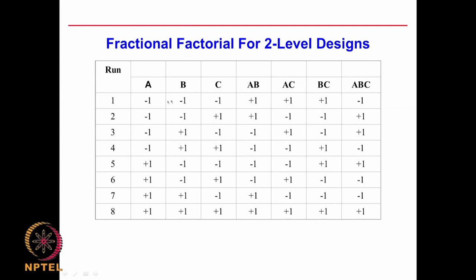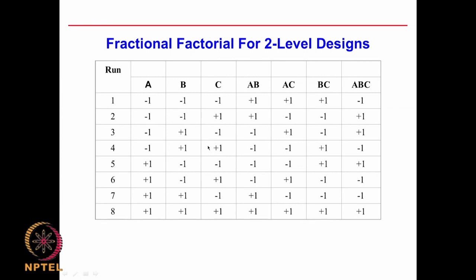How do we get AB? By multiplying A and B column by column, which gives minus, minus, plus, minus, minus, plus, and so on, until plus, plus, plus. So look here, you need to always cross-check whether the balance is there: the number of negatives equal to the number of positives. And then orthogonality: in the interactions also, there are 4 positives, 4 negatives, and so on.